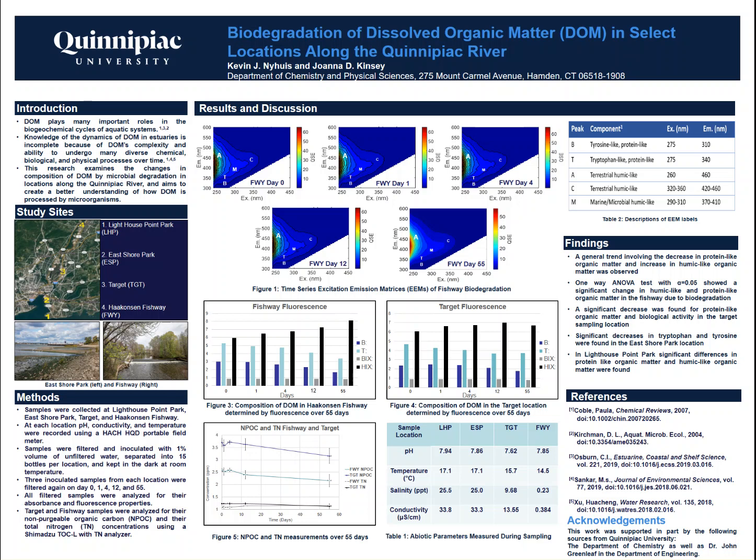Using absorbance and fluorescence spectroscopy, we're able to create excitation emission matrices, or EEMs, seen in Figure 1. The location of fluorescence intensity on the EEMs helps to classify the type of organic matter present in the sample. The peaks labeled on the EEMs in Figure 1 are explained in Table 2 here. In order to gain a better picture of the changes in composition of DOM, the fluorescence values can be graphed as a bar graph shown in Figures 3 and 4, which represent the fishway and target samples respectively.